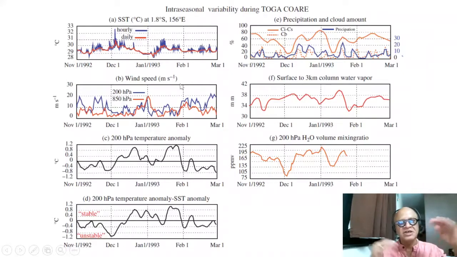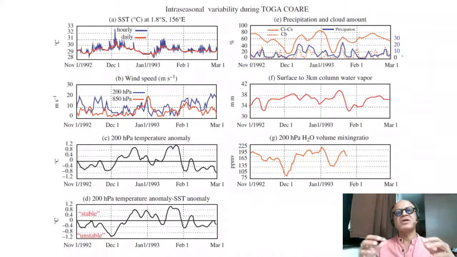So there is a coherent variability between the mixed layer of the ocean, the processes in the ocean that determine sea surface temperatures, and processes in the atmosphere, including the vertical shear and the temperature differences as well.